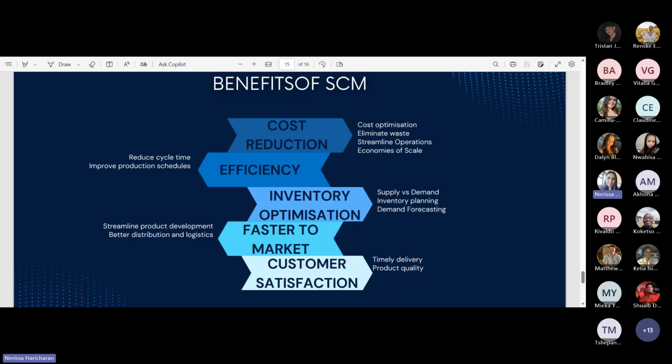If you get this right, you don't end up with too much stock, where money sits in stock, you don't end up with obsolete items, and you don't end up with a shortage of items. Then one of the benefits is being faster to market.